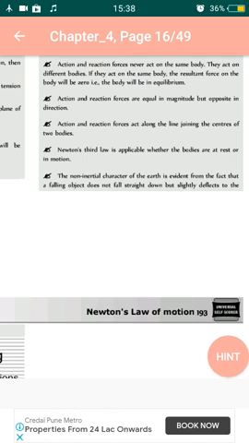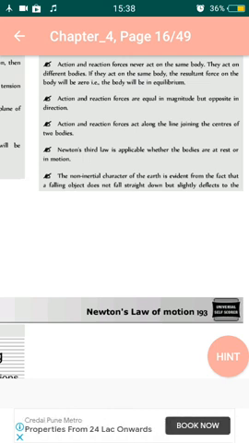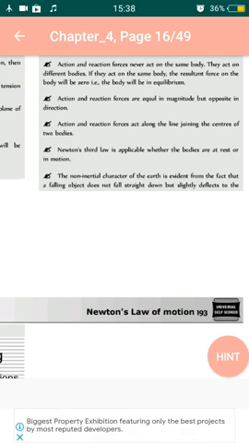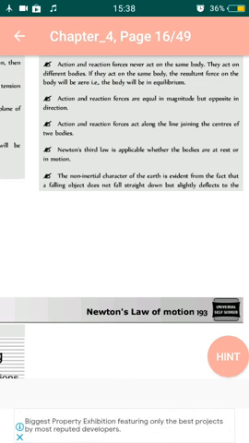I revise the last point again. The non-inertial character of the Earth is evident from the fact that a falling body does not fall straight down but is slightly deflected to the east due to Coriolis pseudo force.